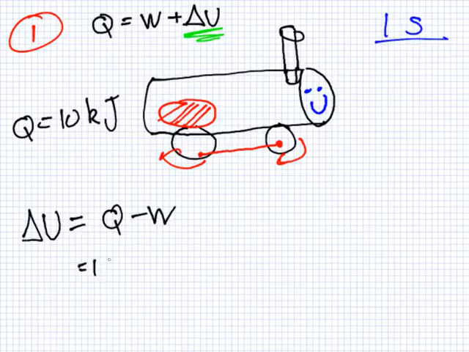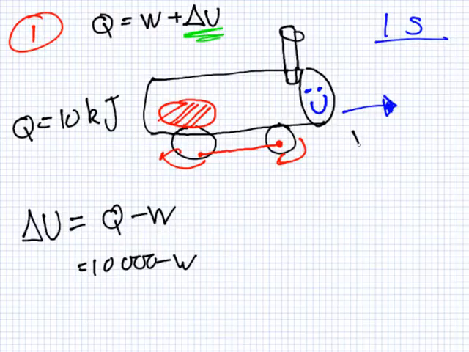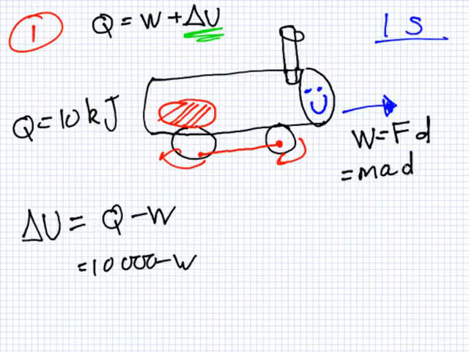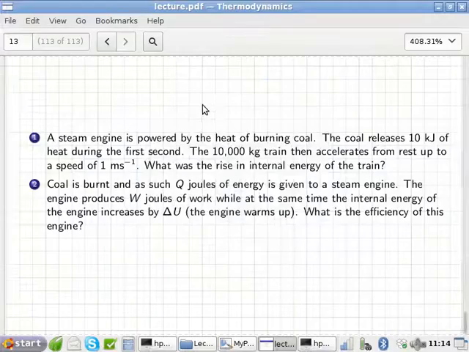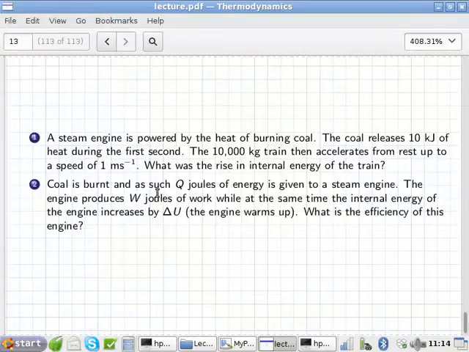Now, do we know the Q? Yes. But do we know the W? No. But we have a formula for W. Force multiplied by distance. Now, do we have force? No. But what's the formula for force? F equals M A. Do we have M? We do, 10,000. Do we have D? Oh no, wait, hang on. We know the V.